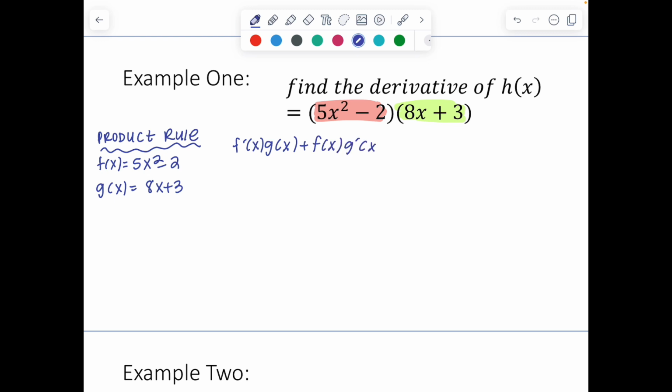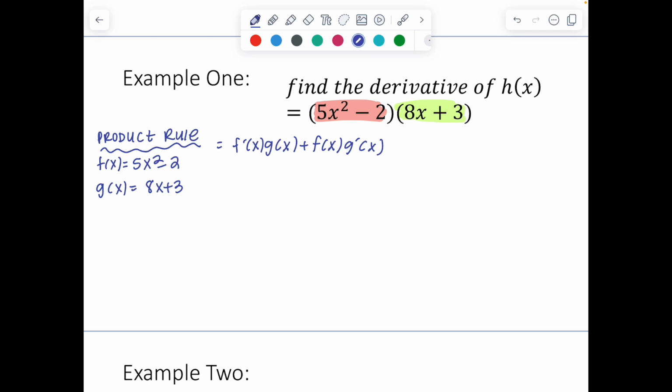So right here, this notation is the formal rule, but I don't want you to get too dependent on this rule. I really want you to just remember it's the derivative of the first times the original second plus the original first times the derivative of the second. I want you to understand the concept behind it a little bit, because sometimes notation can switch up based on the problem.